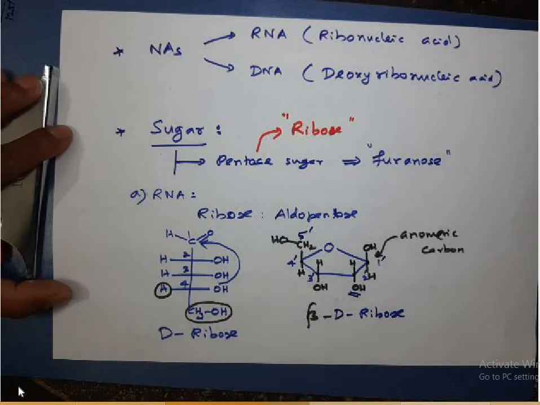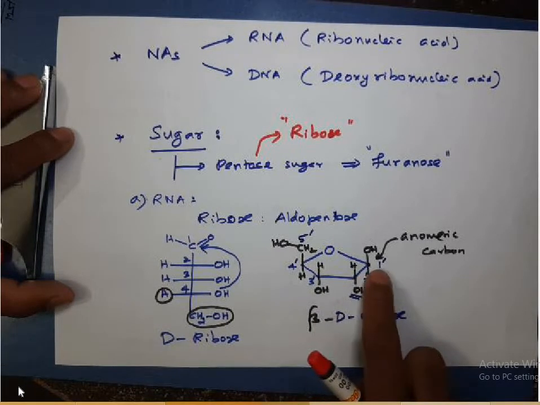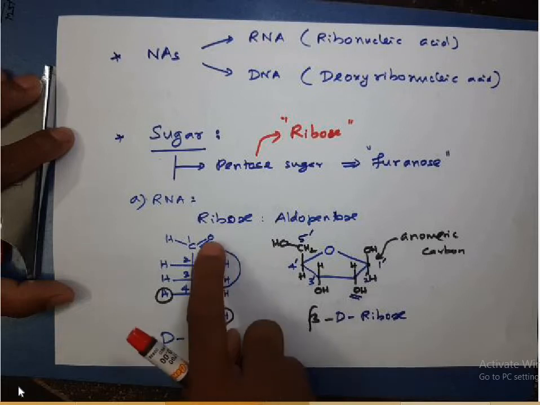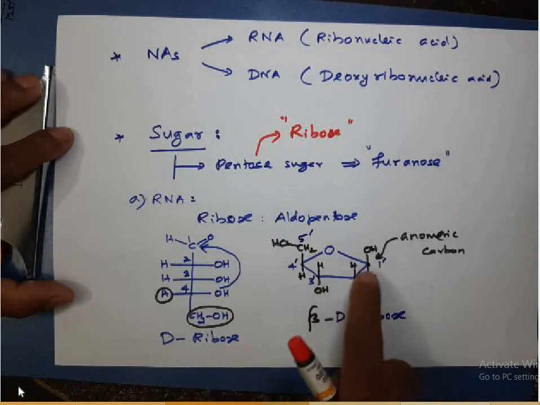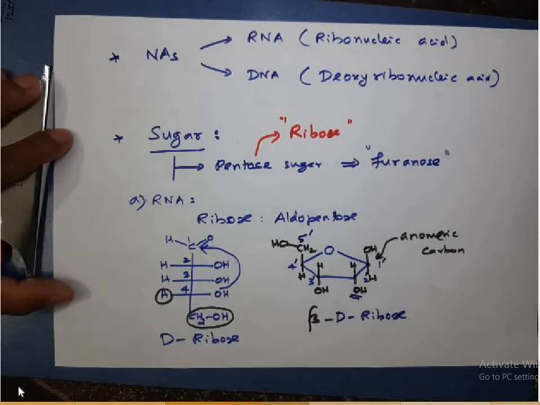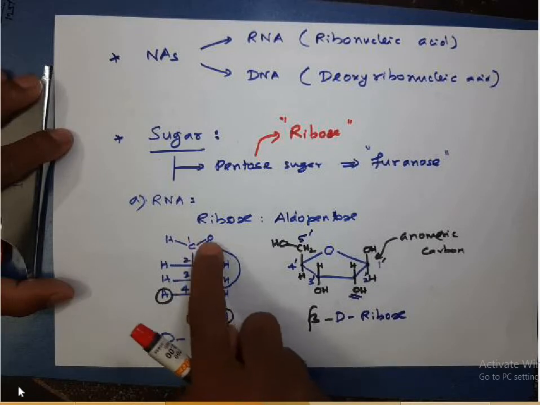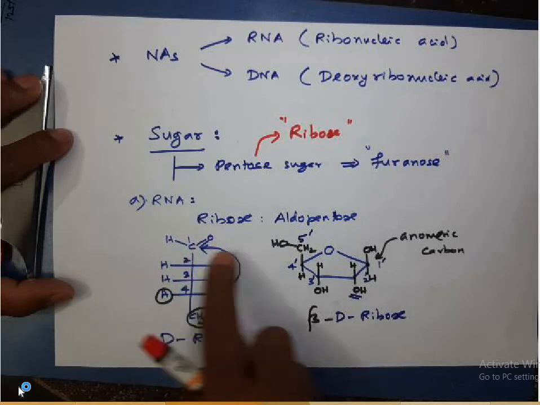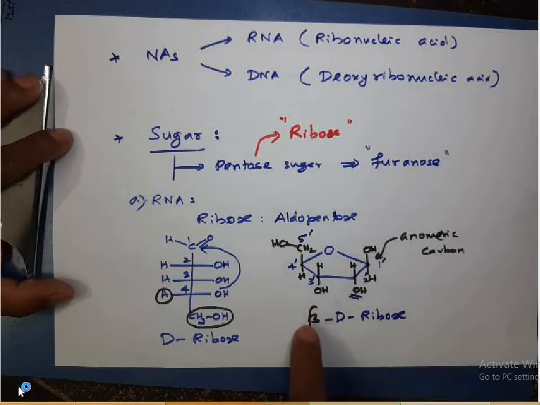For bases, we give normal numbers 1, 2, 3, 4. Here you should use prime numbers. This carbon number 1 prime carbon, which is originally the aldehyde carbon, but now due to the formation of the cyclic hemiacetal structure, that 1 prime carbon becomes an anomeric carbon. Due to the cyclic ring formation, you'll get an OH group here. That OH group may be present above the ring or below the ring. If it is present above the ring, we call it beta.